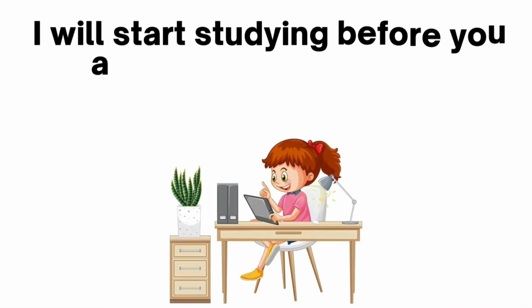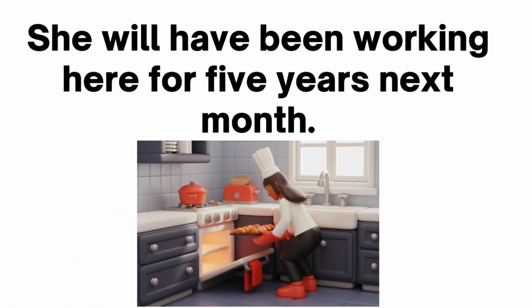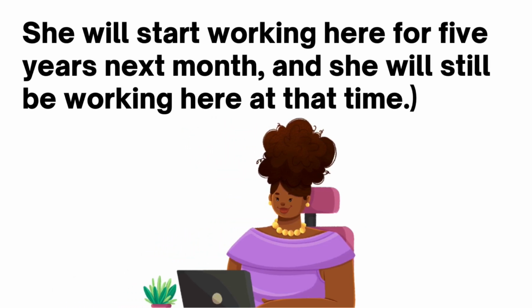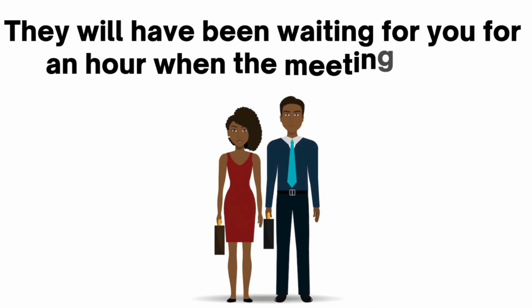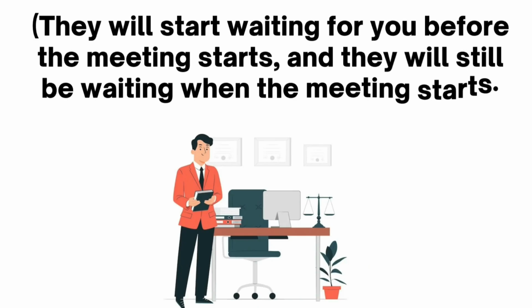I will start studying before you arrive, and I will still be studying when you arrive. She will have been working here for 5 years next month. She will start working here for 5 years next month, and she will still be working here at that time. They will have been waiting for you for an hour when the meeting starts. They will start waiting for you before the meeting starts, and they will still be waiting when the meeting starts.